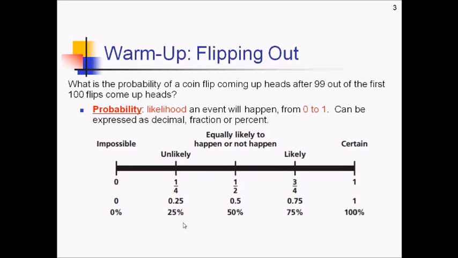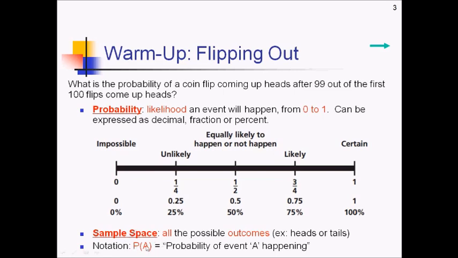A couple more definitions before we move on here. The sample space is all the possible outcomes. For example, in this experiment up here, heads or tails would be our sample space. We have a sample space size of 2 here. There are 2 possible outcomes. And we have a special notation for talking about the probability of something happening. If we say P of A, we're talking about the probability of event A happening. So up here, we would be asking for P of heads, probability of heads.